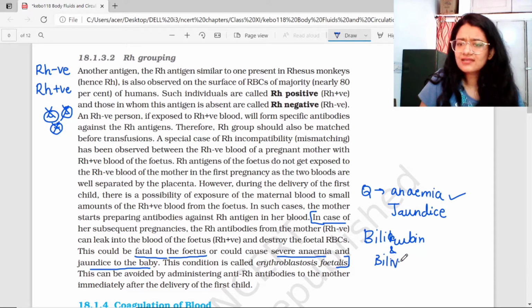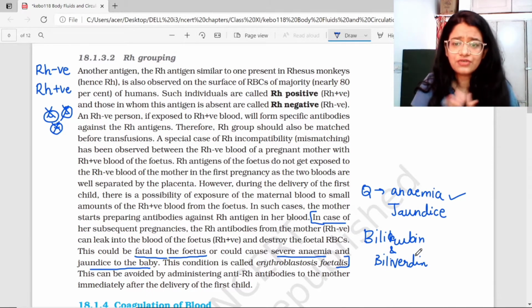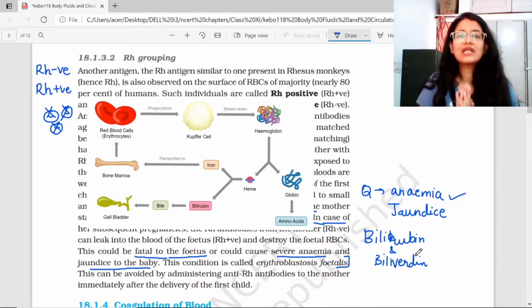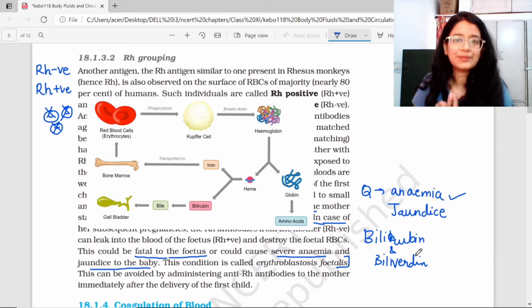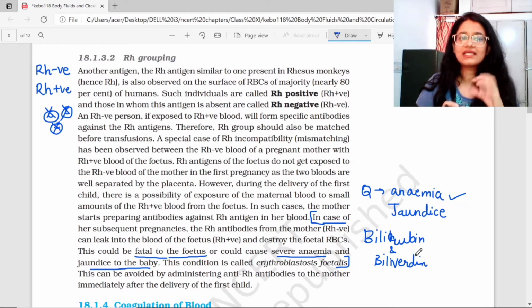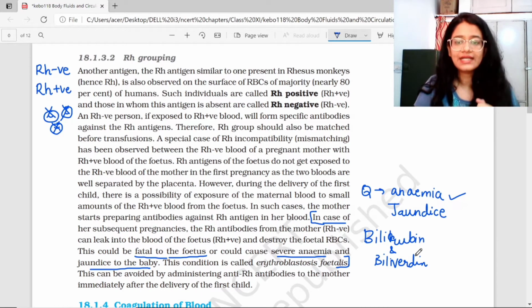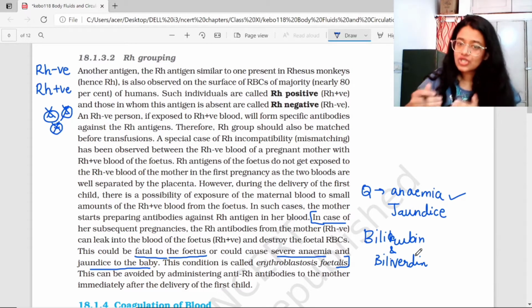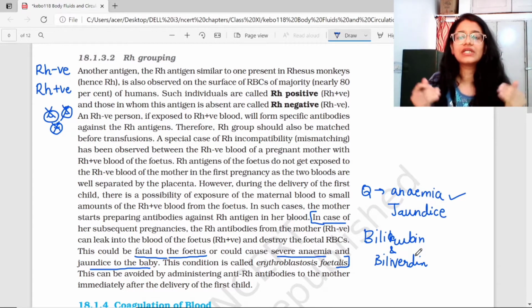Now you will ask, what is bilirubin and biliverdin, and where does it come from? So bilirubin and biliverdin are actually the degradation products of RBC. Okay, so since RBC is being degraded, RBC is being destroyed, so this is a destruction pathway of the RBC in which bilirubin and biliverdin is formed.